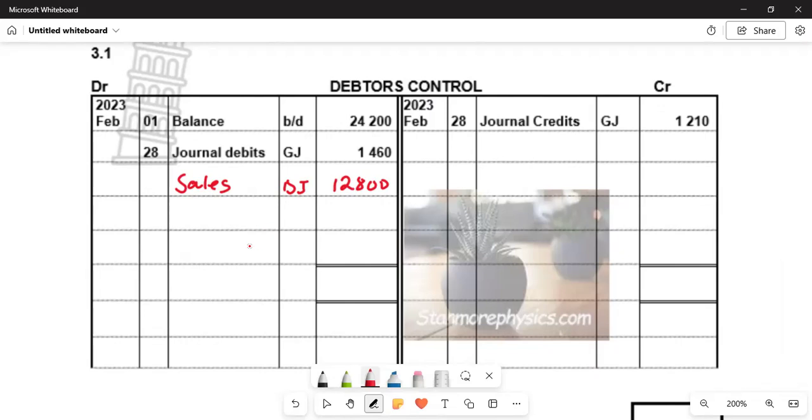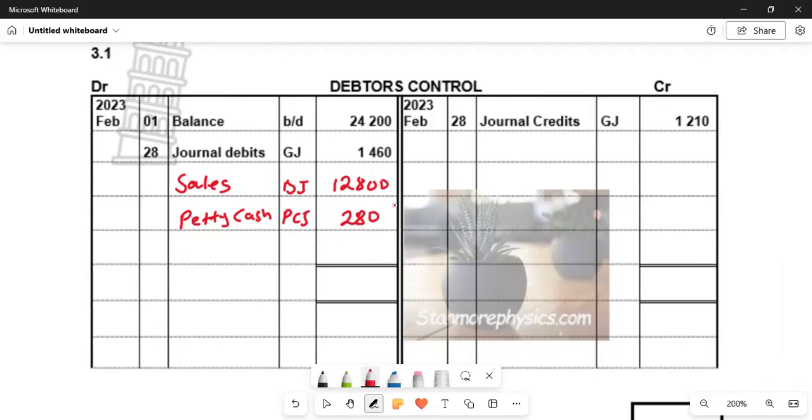So again we have petty cash, if you can still remember. From the petty cash journal, PCJ, of how much? 208. So that is that.